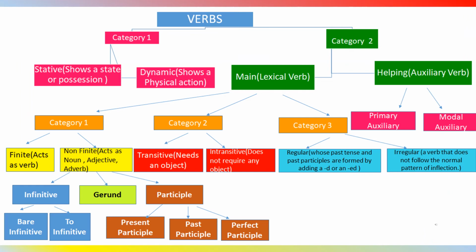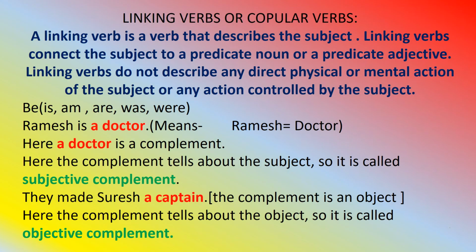So let's have a quick review of the verbs and their categories. I hope all your doubts related to verbs are cleared now. Now let's know something more about the verbs. Let's see some examples. Ramesh is a doctor. If we remove is from this sentence and put an equal to sign, then what do we get?